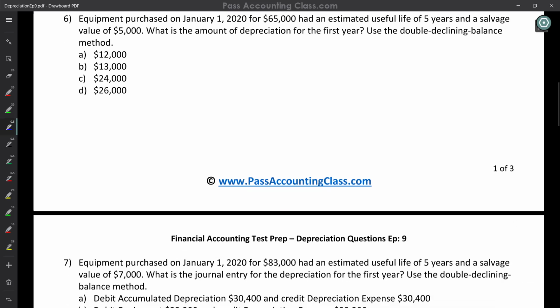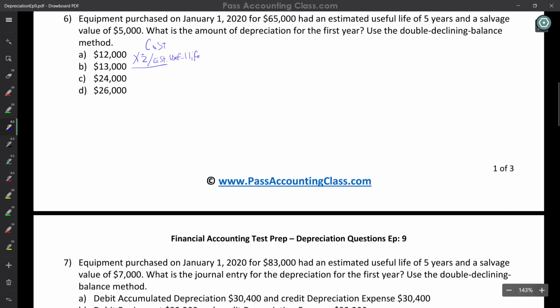For question 6, it says, equipment purchased on January 1st, 2020 for $65,000 had an estimated useful life of 5 years and a salvage value of $5,000. What is the amount of depreciation for the first year? Use the double declining balance method. So the double declining balance method, we're going to take our cost, and we're going to multiply that by 2 divided by the estimated useful life.